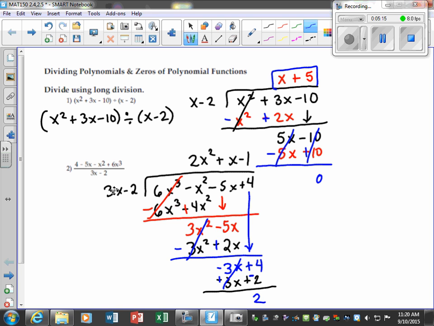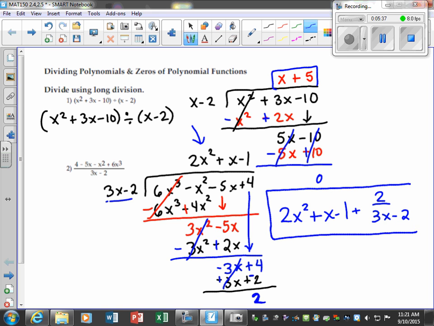And we're left with a positive 2. Now let's talk about how we write that remainder. We would say our solution is 2x squared plus x minus 1, and since this is a positive 2, I have plus 2 over 3x minus 2. If that was a negative 2, I just would have said minus 2. If there's any portion that's a remainder, you always put it over this term right here. So that's your recall on your long division of polynomials.